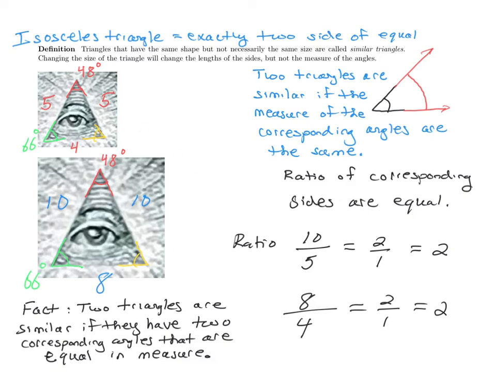I will state it here though, since this is an isosceles triangle, it's got to be that this other angle was also 66 degrees, equal to the one on the opposite side. In the next slide, we will apply this fact here to show that two triangles are similar.